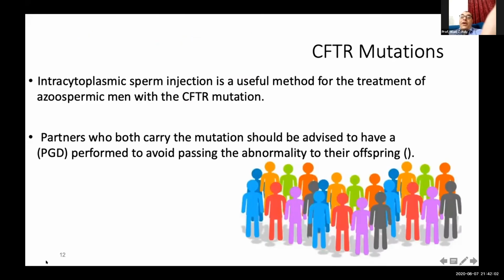ICSI offers a good chance for those patients to conceive. Partners who both carry the mutations should be advised to have PGD. In this case, it's PGT-M, for monogenic disorders, to avoid passing the abnormality to their offspring.